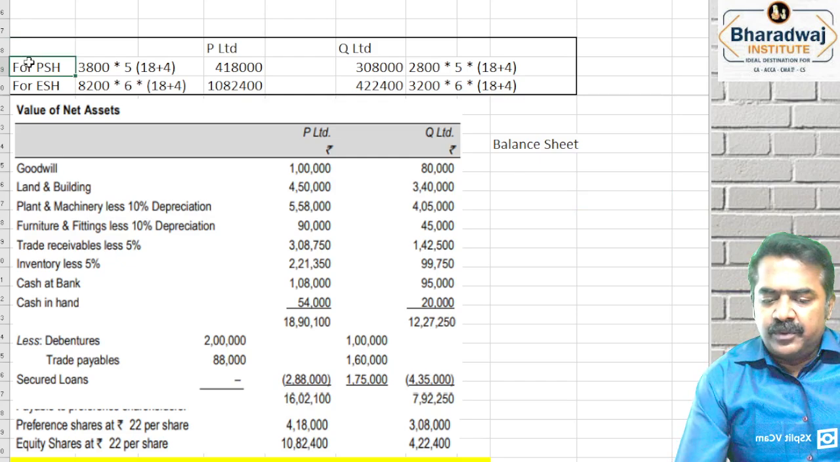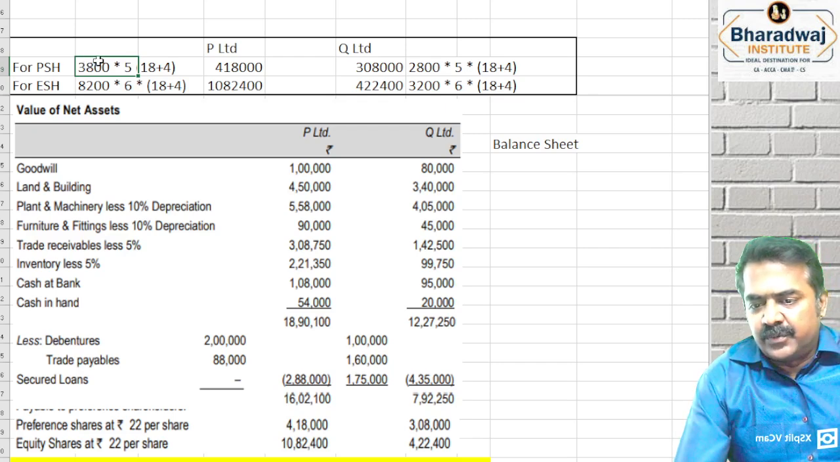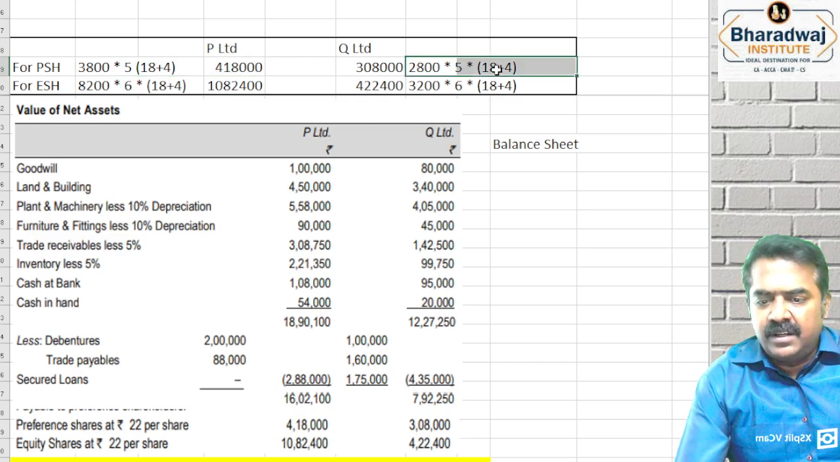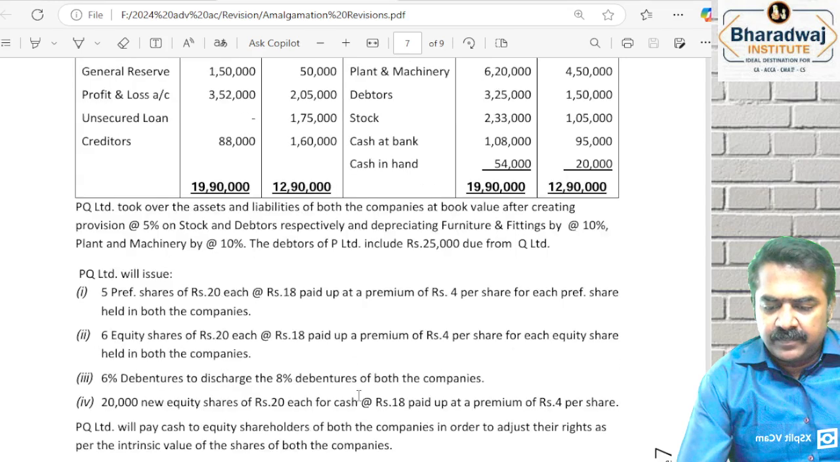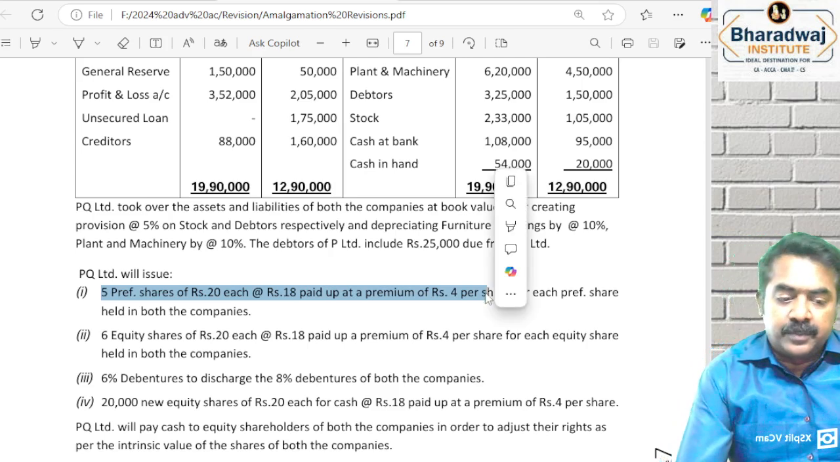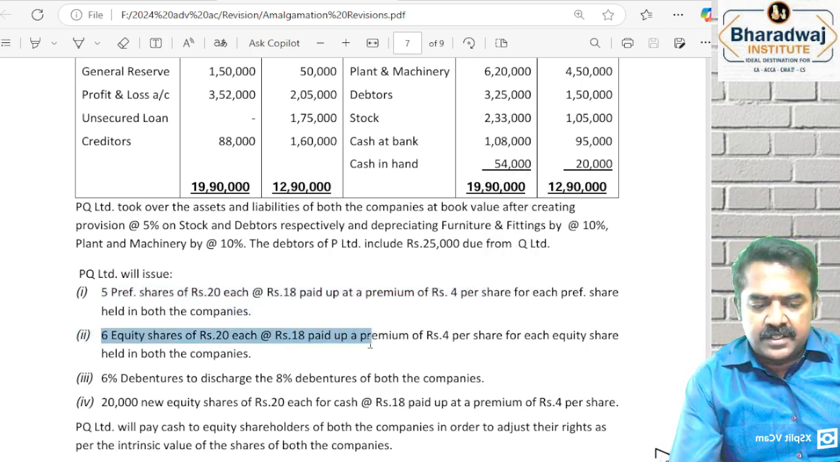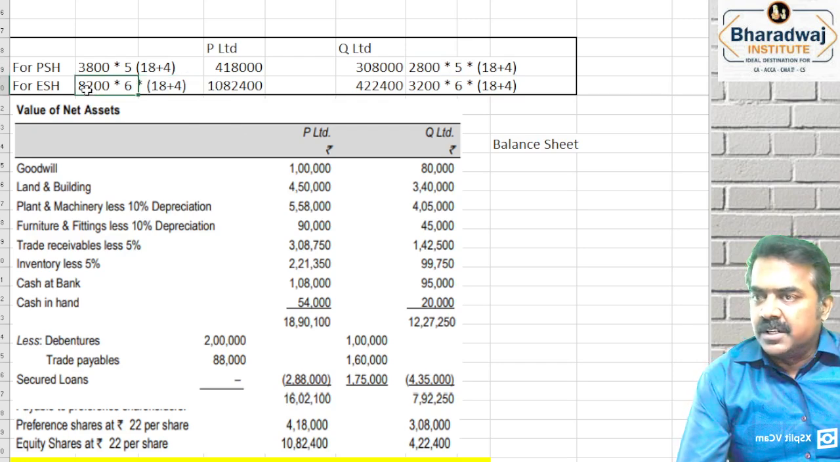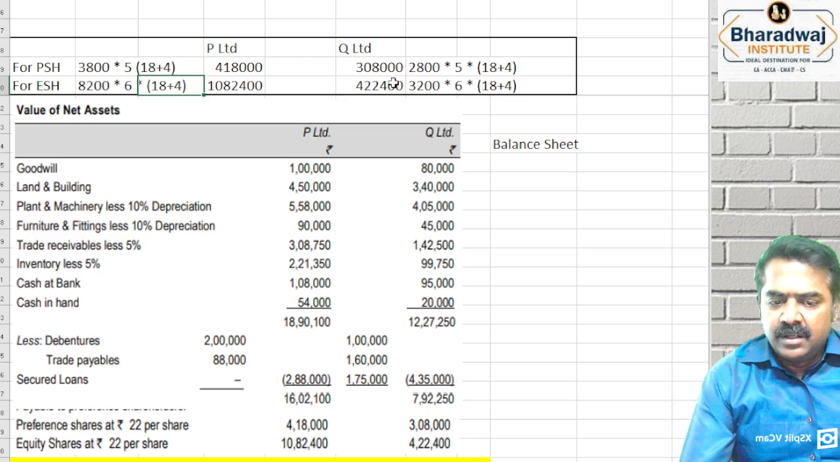For preference shareholders, 3,800 shares into 5 into 18 plus 4, and 2,800 shares into 5 into 18 plus 4. That is given in the question: 5 preference shares of 20 each, 18 paid up, at a premium of 4 per share. 6 equity shares, 18 rupees paid up, 4 rupees premium. So 8,200 shares into 6 into 18 plus 4, and 3,200 shares into 6 into 18 plus 4.